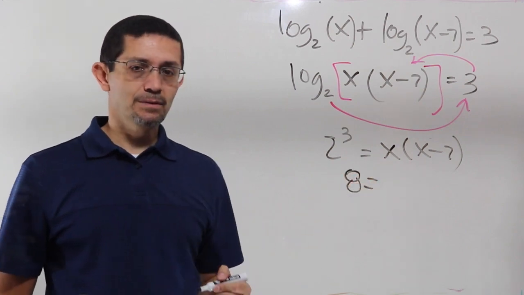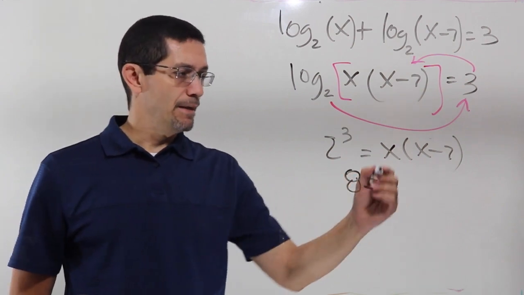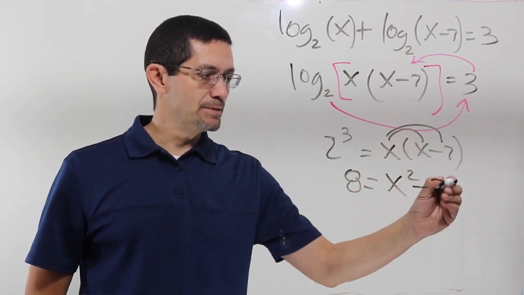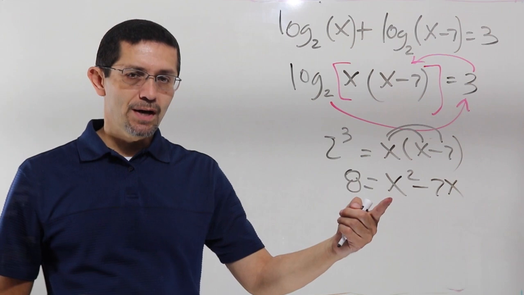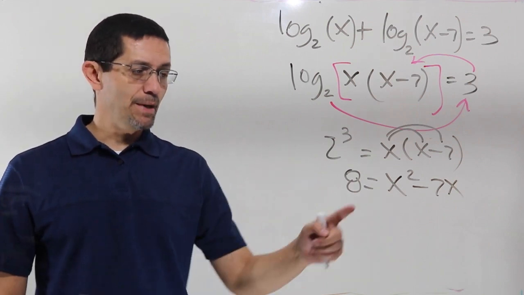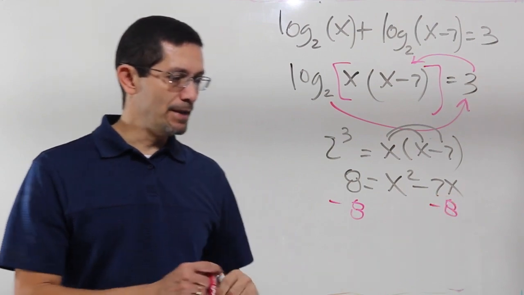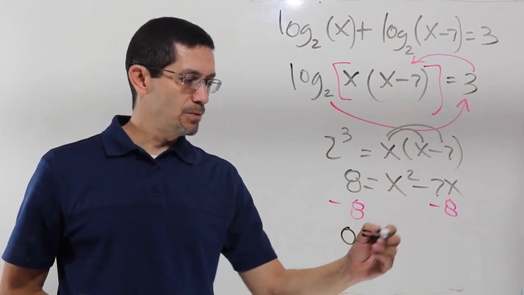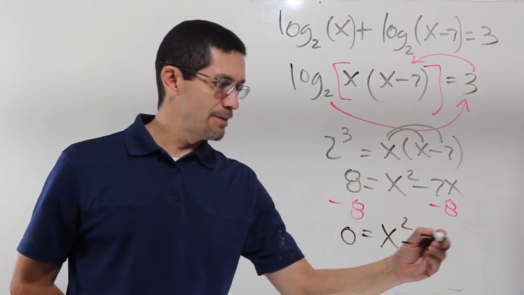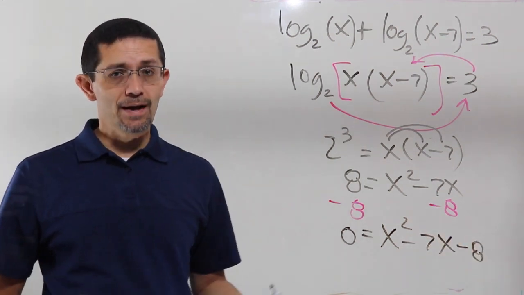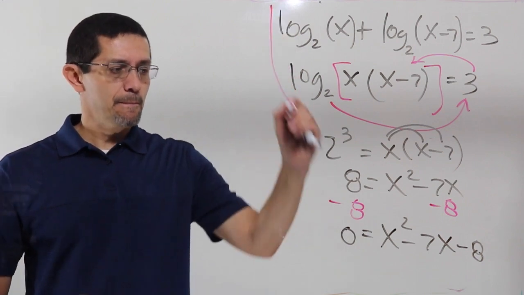2 to the third gives me 8. And x times x is going to give me x squared, and this is going to give me minus 7x. Because I have a quadratic, I have to factor. Make that equal to 0. Minus 8, and I have 0 equals x squared minus 7x minus 8. From there, I gotta factor and solve for x.